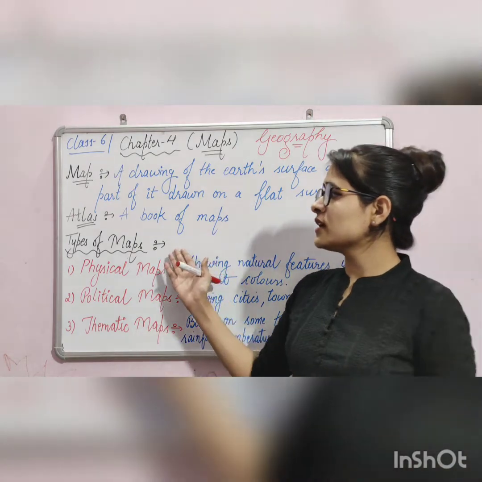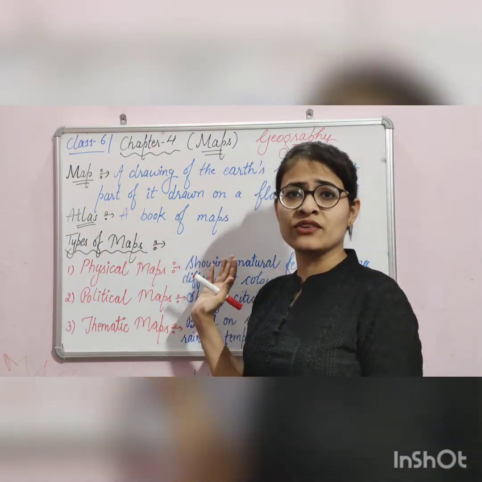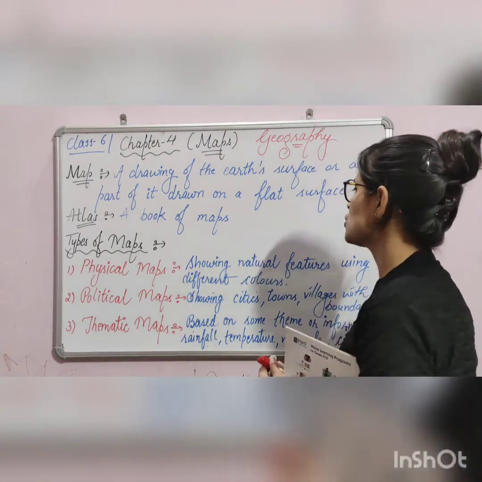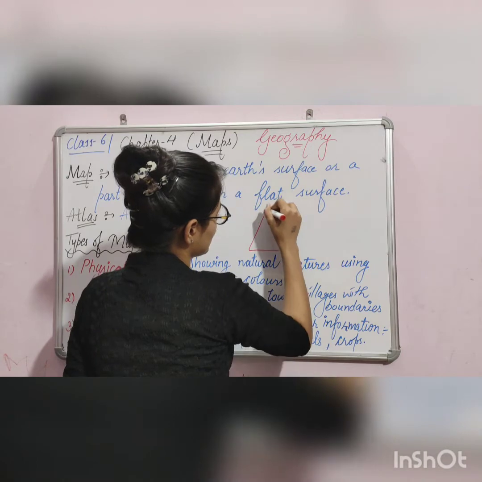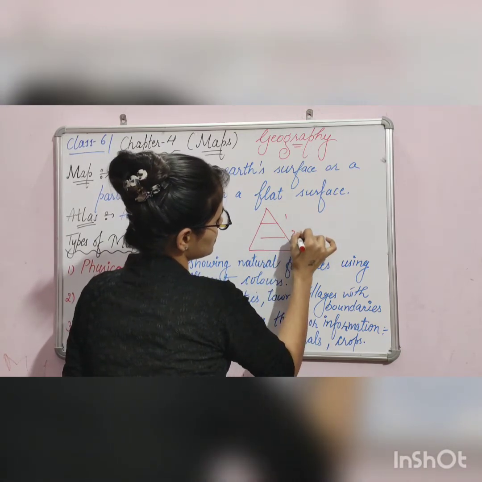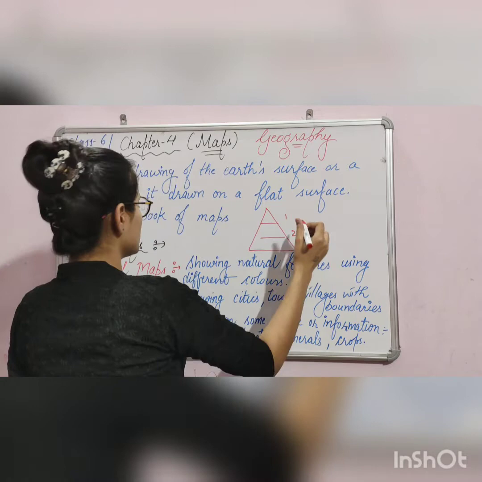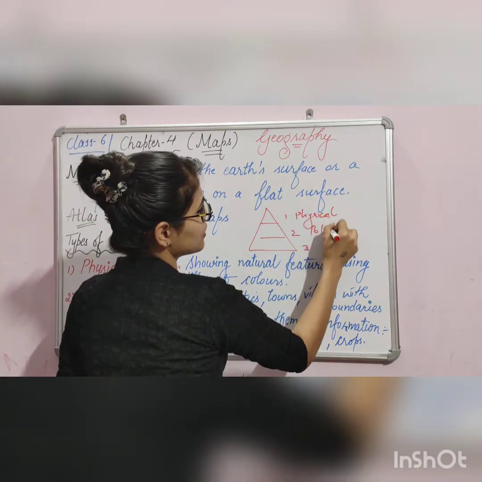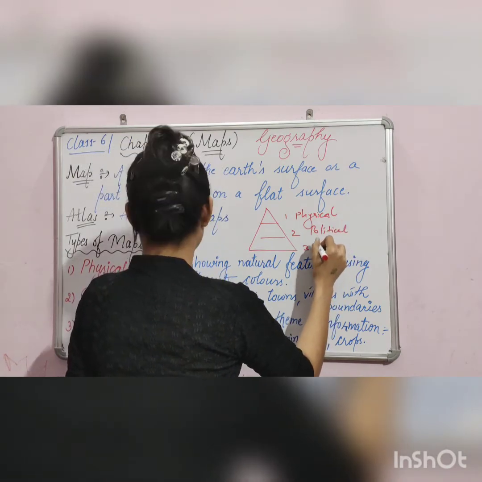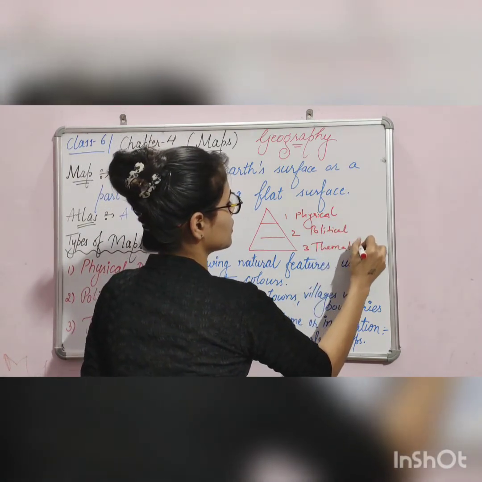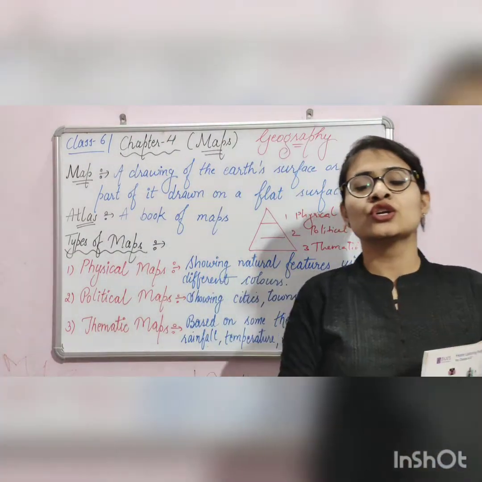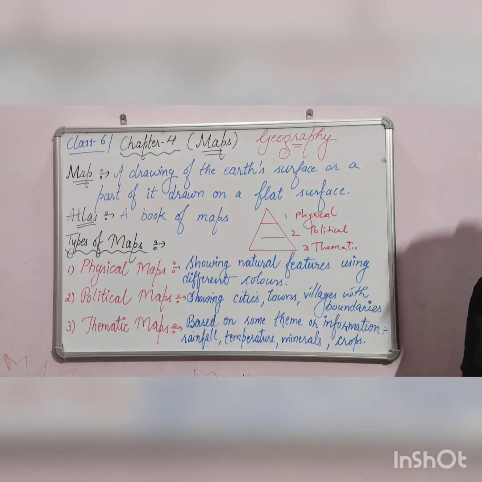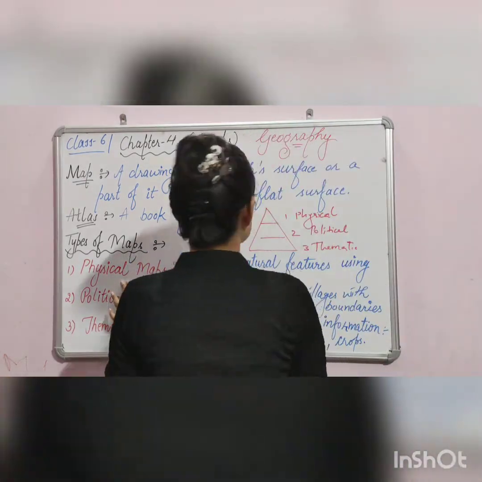There are some types of maps given here. There are 3 types of maps. You can show it on a triangle as well. First is physical, second is political, and third is thematic. As you know, we have discussed these maps in the previous classes as well. So first is physical maps.